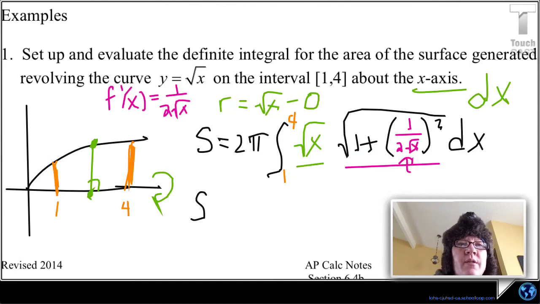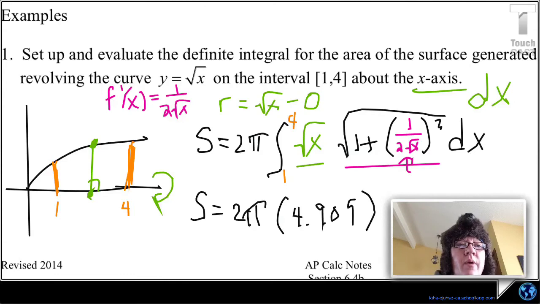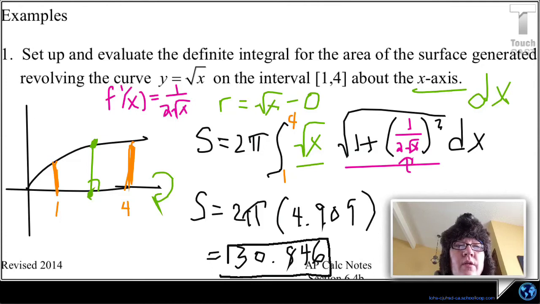So I'm going to put this integral into my calculator to see what it totals, and I get 4.909, and if I multiply that by 2 pi, I get 30.846. Not a difficult process. Let's do number 2.